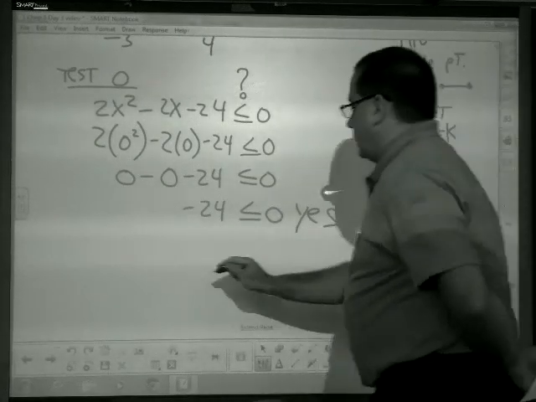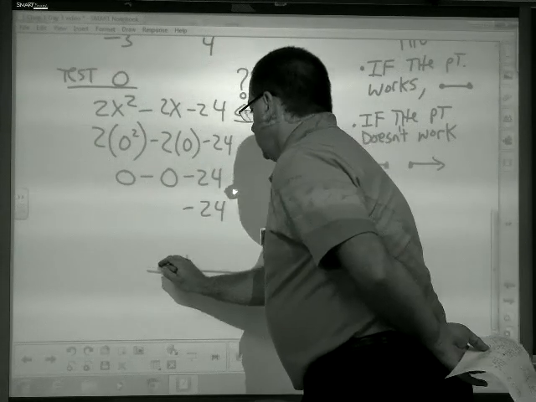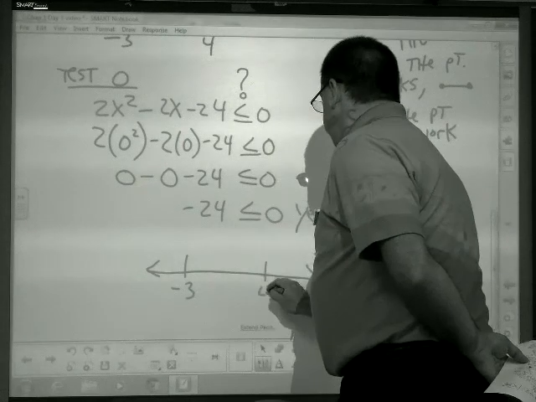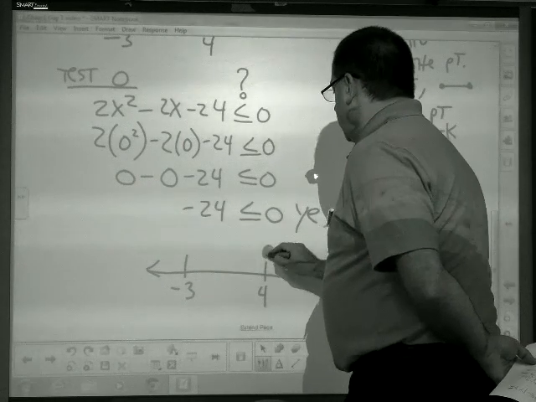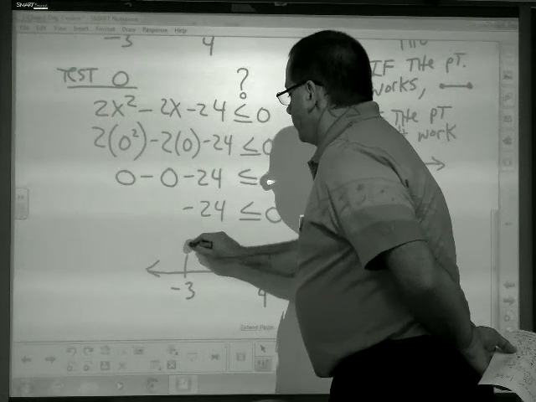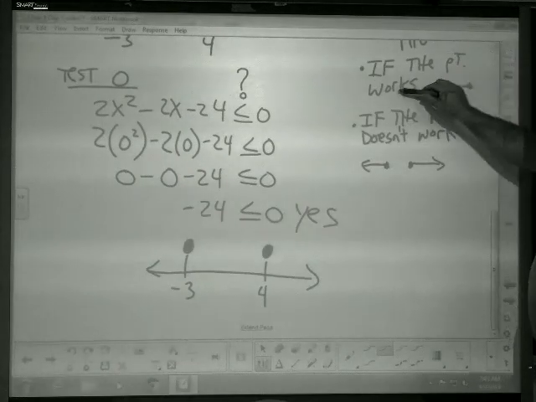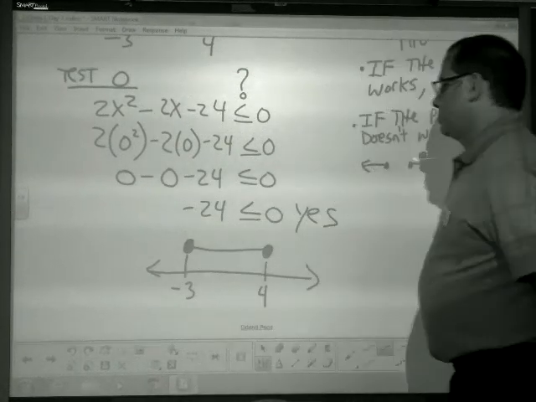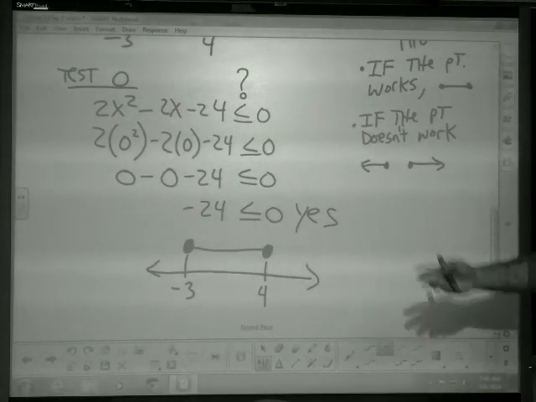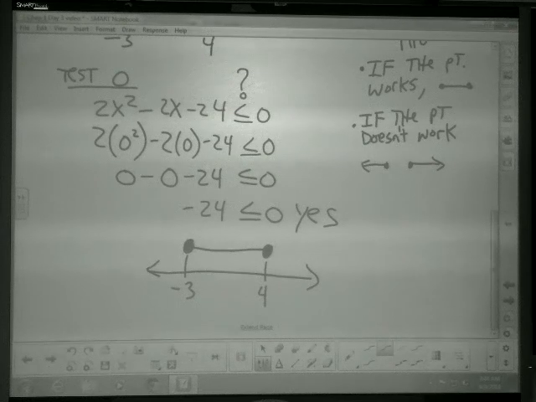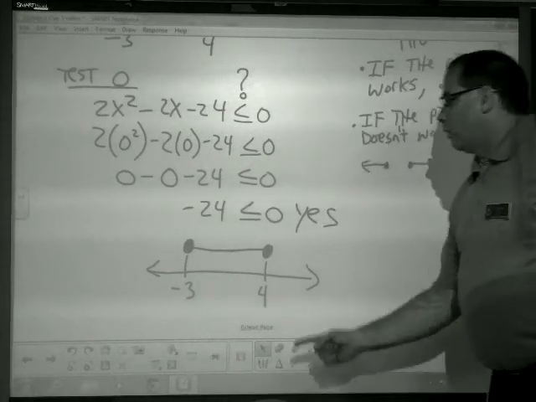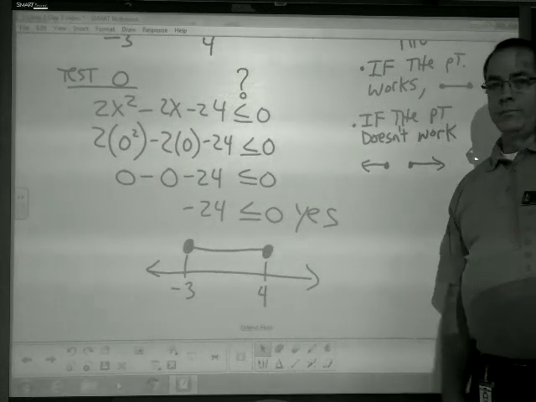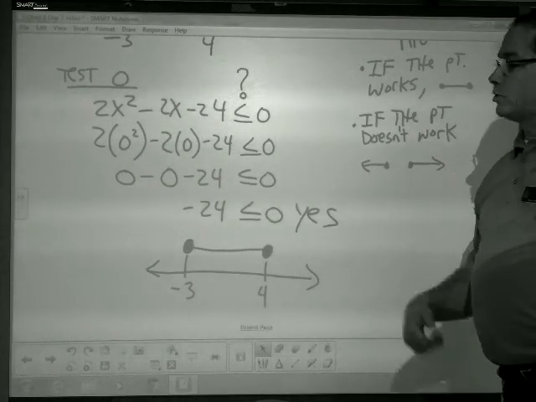So my answer then is, again, here's my number line. Here's -3, here's +4. My solution then is, well, if the point works, I'm going to go between them, because that's where I tried it, and there's my solution. And that's graphing quadratic inequalities. There's your solutions. Any of these points will work. And so when we come to class, we're going to try out some of those.